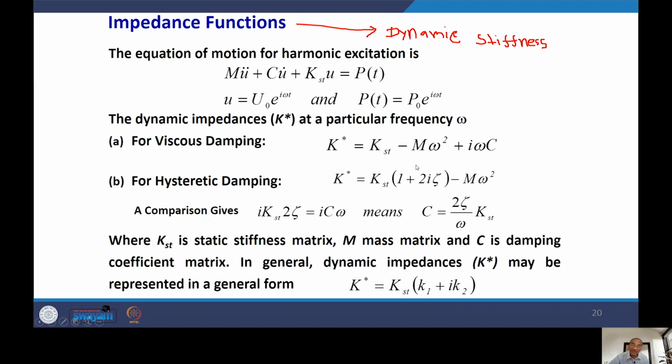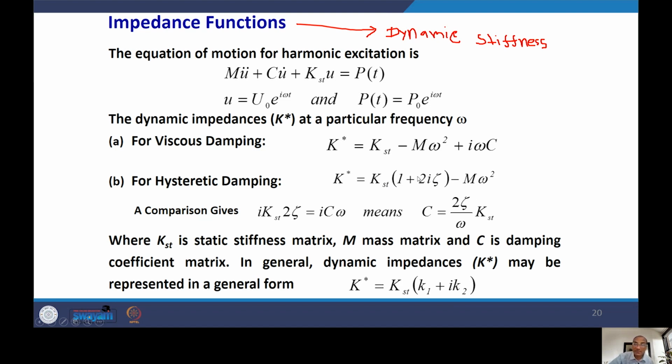Instead of viscous damping, if you are considering hysteretic damping, the effect of damping is found using what is called the correspondence principle. In the correspondence principle, the damping coefficient will be represented in terms of static stiffness. That means to find the effect of damping, you require static stiffness. So here, damping is taken care of by this term, that is k_st (1 plus 2iζ) minus m ω².